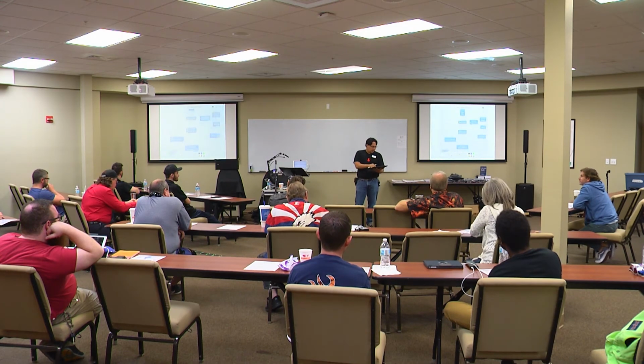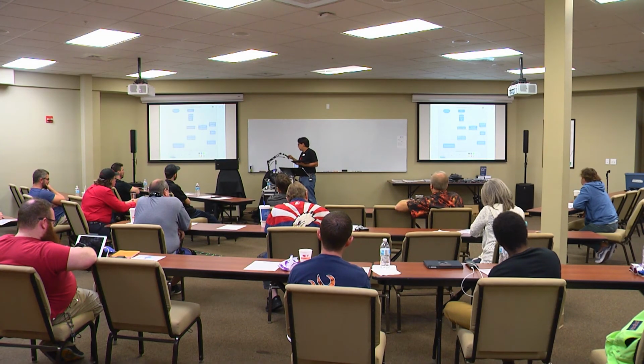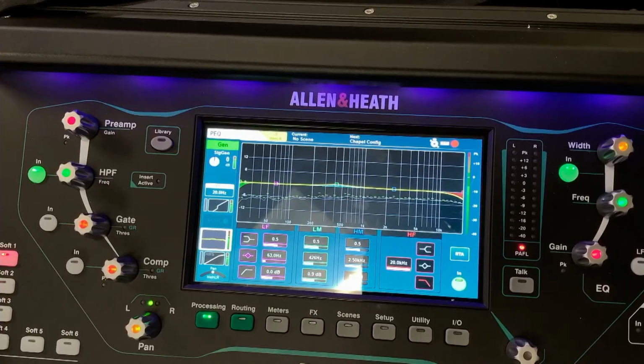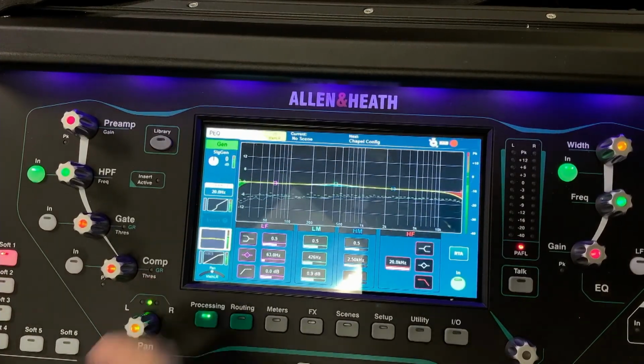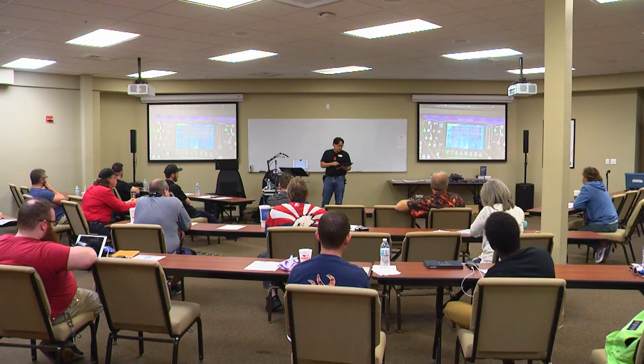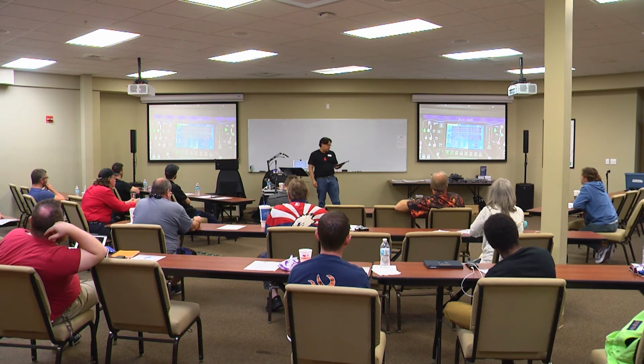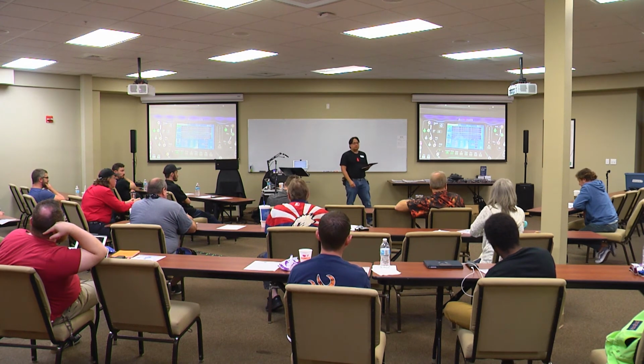And then from there, we go to the odd even pan, at least on this console. So that's just taking left or right in the console. Then there's two different options there that you can go. You can go to your audio subgroups. You go to your main left-right output.